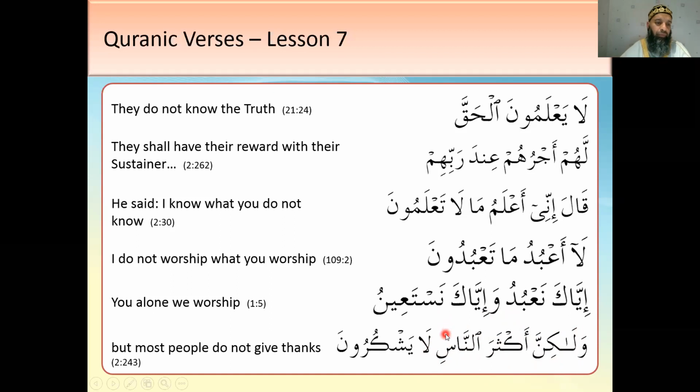ولكن, but most people, أكثر الناس, لا. What's لا? Not. Do not. يشكرون. So the ya and the una, they both mean that's third person plural, so they all. Shakara, shukr. You know shukr? It means to be thankful. So, la, they all are thankful, not. So they are all not thankful. So, وَلَكِنَّ أَكْثَرَ النَّاسِ, most of mankind, most of the people, don't give thanks.